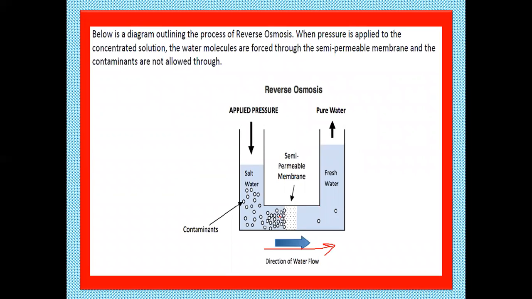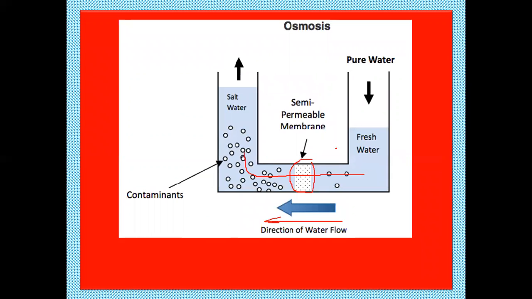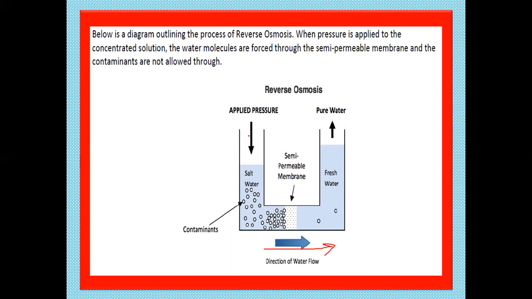Okay? So if you apply the pressure from this side, this salt water with contaminants goes into the membrane and goes into the fresh water side. This is nothing but reverse osmosis. Forward osmosis and reverse osmosis. In forward osmosis, the general osmosis process, the process happens like this, and reverse osmosis happens in reverse. So when pressure is applied to the concentrated solution, the water molecules are forced through the semi-permeable membrane, and the contaminants are not allowed through it.